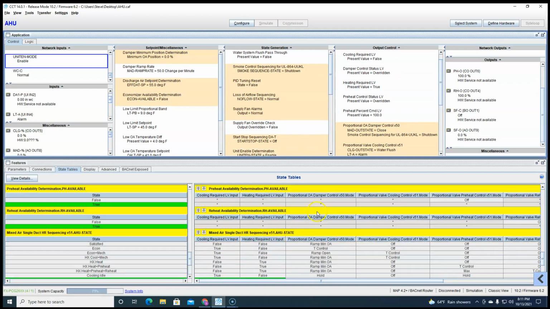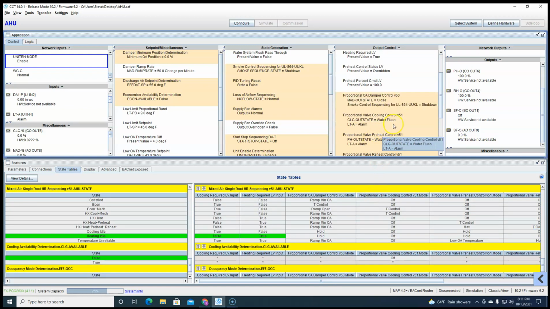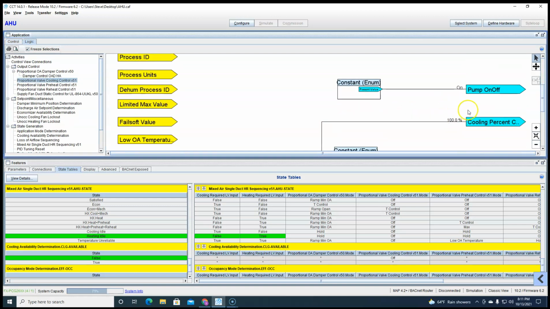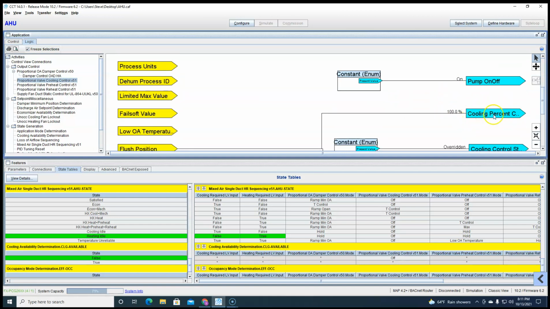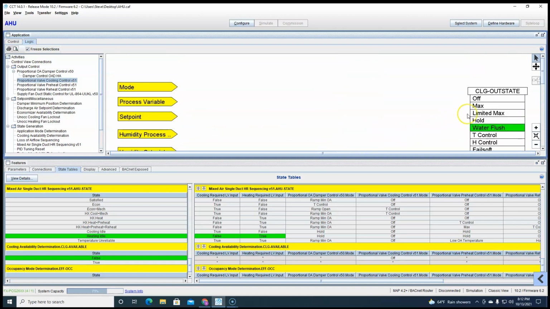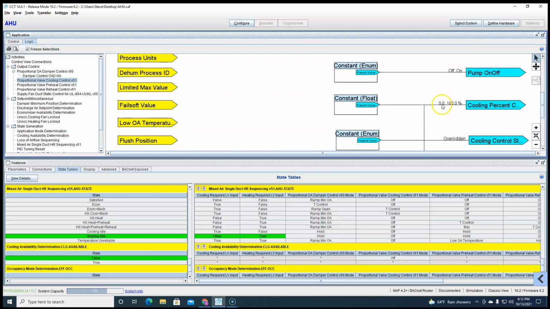That's how easy. All these in here are states, and what a state is, if you view the logic, all these are states. We're in water flush, so we click on water flush and we can tell that the cooling percent is at 100% due to flush position. If we're in off, we would be telling the cooling to be 0. This is what it's doing. So this was what it would be doing if it was 0.